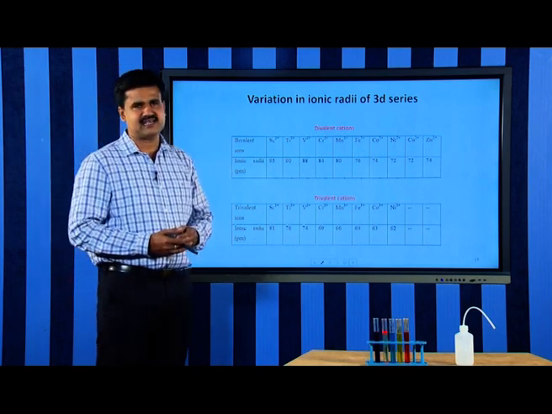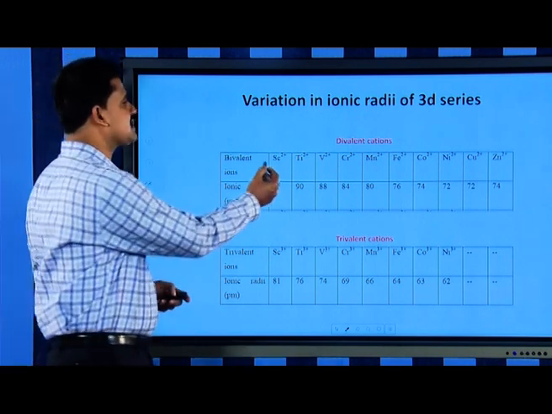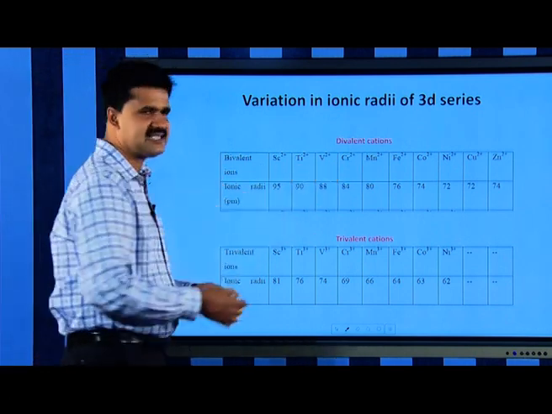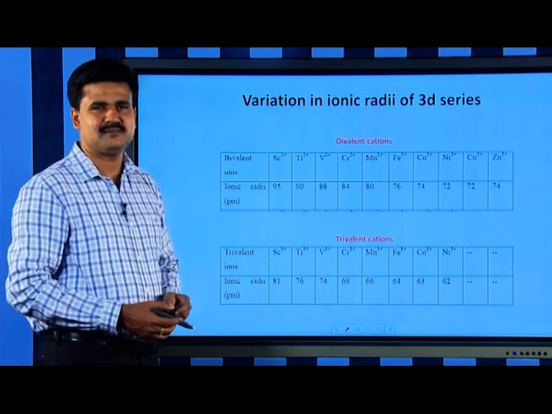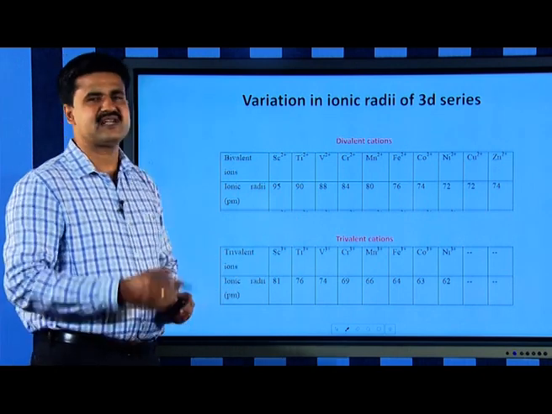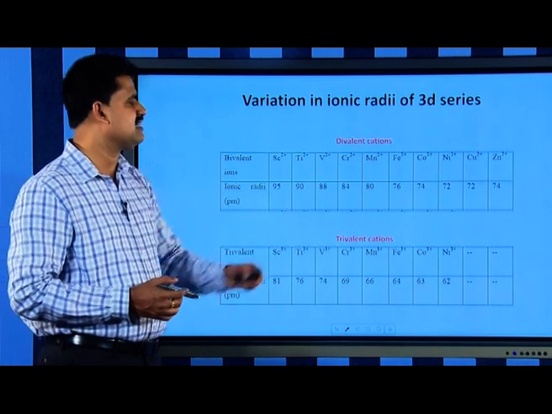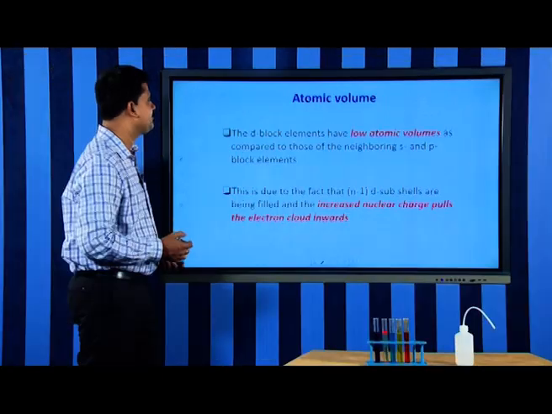Variation of ionic radii. Ionic radii of divalent cations is different from that of trivalent cations. This chart represents the variation of ionic radii of divalent cations as well as trivalent cations. Whenever we are considering the divalent cations like scandium 2+, titanium 2+, vanadium 2+, etc., we can see a gradual decrease from left to right across the period. In the case of the trivalent cations, a corresponding decrease is also observed, but the data associated with copper 3+ and zinc 3+ is not known experimentally.